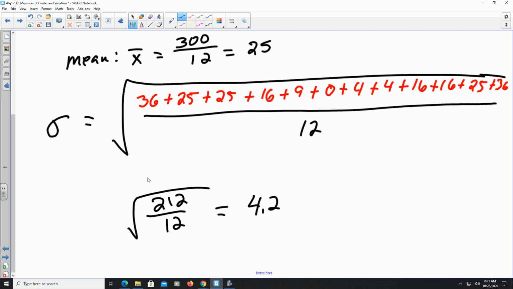What does that number mean? Or why is it relevant? Basically, it's telling you that most people in show A will either be 4.2 years older than the mean or 4.2 years younger than the mean. So that's where most people show up. They're going to be about as old as 29 years old and about as young as 21 years old.